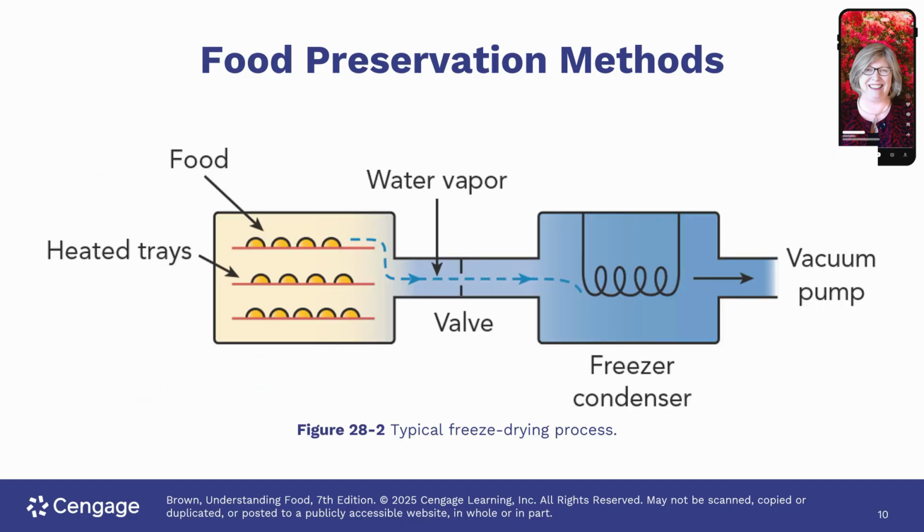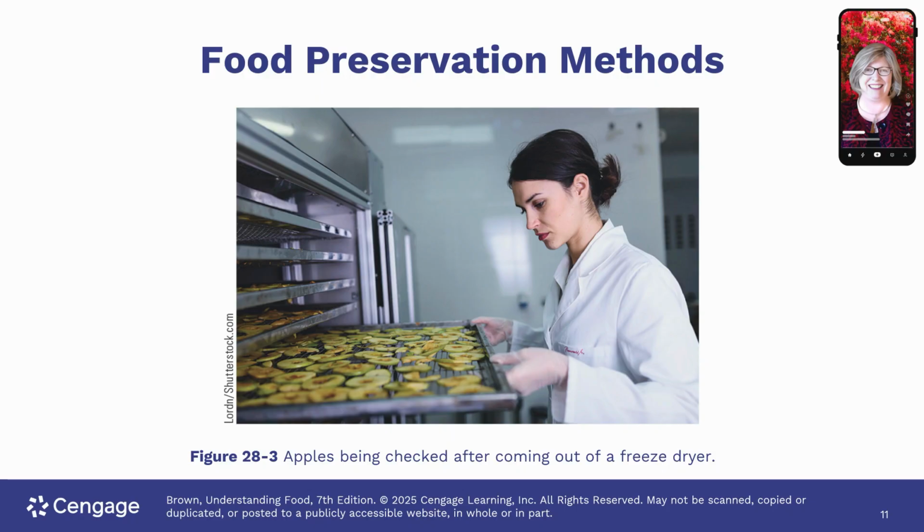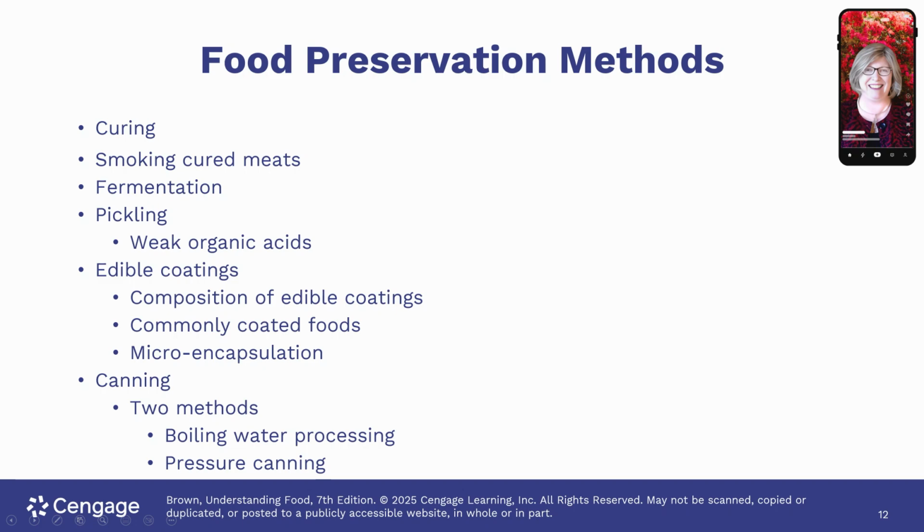Figure 28-2 shows the typical freeze drying process. So you have food on heated trays, the introduction of water vapor, and then as the food goes through the process, there is a freezer condenser and a vacuum pump. Figure 28-3 shows apples being checked after coming out of a freeze dryer. Okay, so drying is a major food preservation method, but we have others.